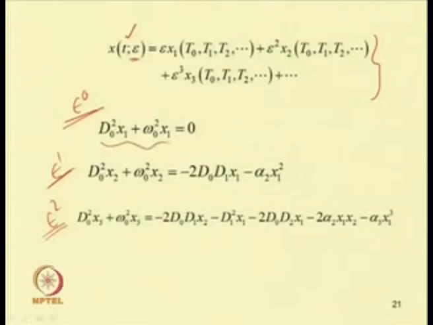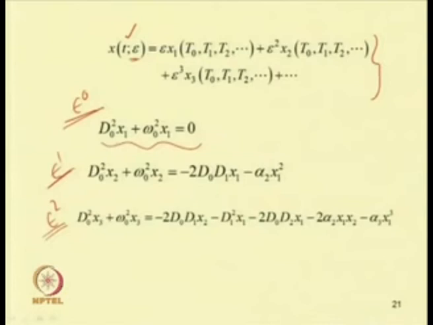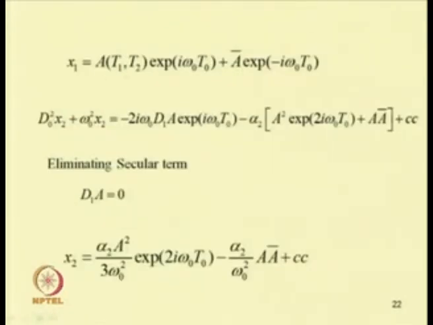One can write this equation, that is d 0 square x 1 plus omega square x 1. The solution of this equation is x 1 equal to a e to the power i omega 0 t 0 plus a bar e to the power minus i omega 0 t 0, as d 0 square x 1 plus omega 0 square x 1 equal to 0. So, the constant a should not be a function of t 0. It is a function of t 1 and t 2. So, a of t 1 and t 2 e to the power i omega 0 t 0 plus a bar e to the power minus i omega 0 t 0.